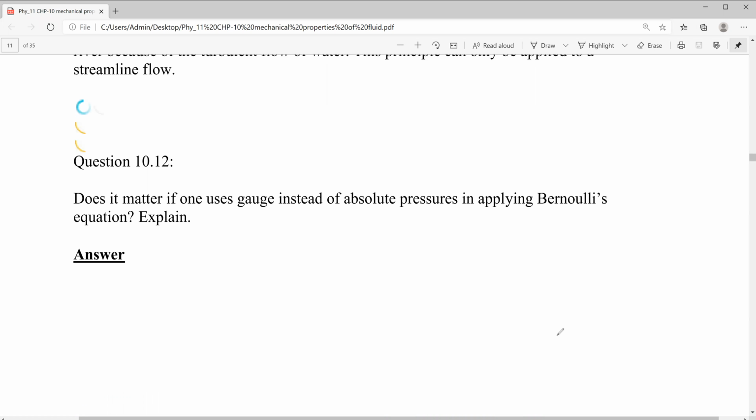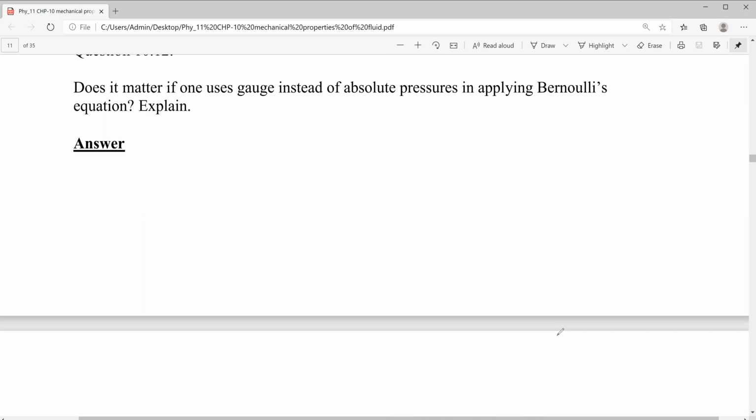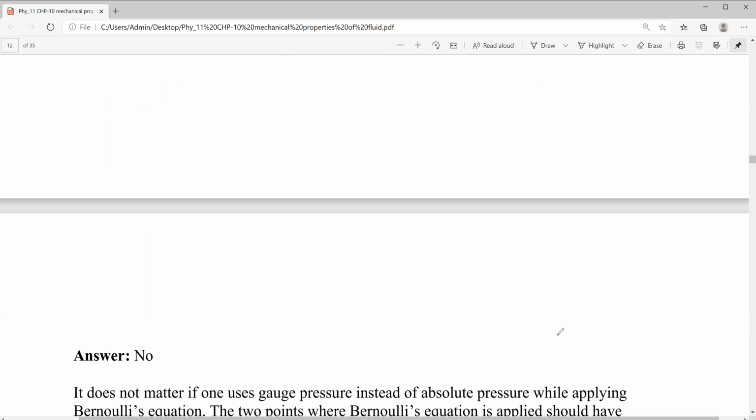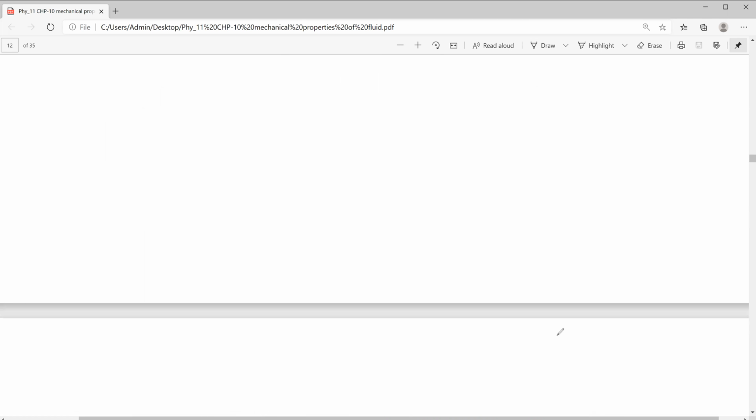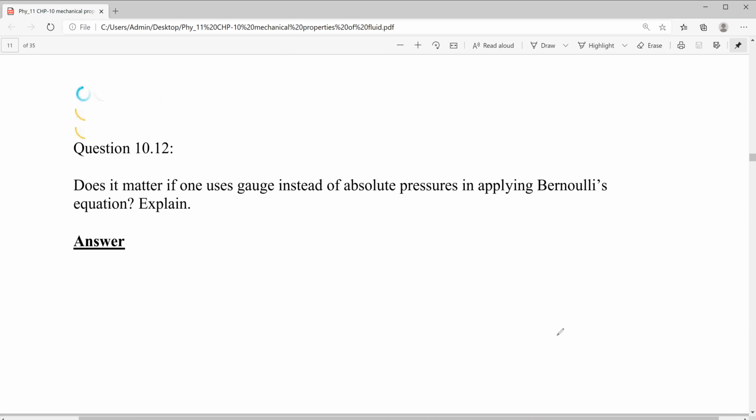So next one, 10.12. 10.12 is also based on a theoretical question. So go through it, try to understand the reason.